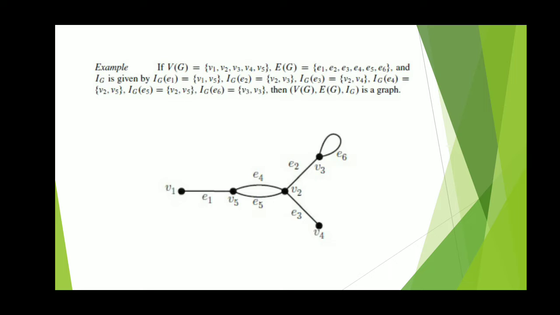So here there are different kinds of edges. There is one edge between two vertices, and more than one edge between the two vertices V2 and V5, and a single edge from a vertex to itself also.